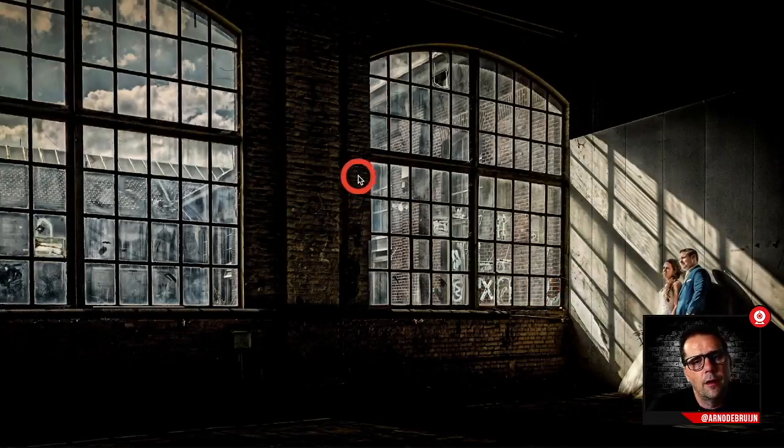Next one. This was shot by natural light with one extra speedlight to light up the couple a little bit. What we did is use the sunlight for creating the shadow lines on the wall. We posed the couple into those shadow lines and we used an extra speedlight to light up the couple and remove the shadow lines on the couple.